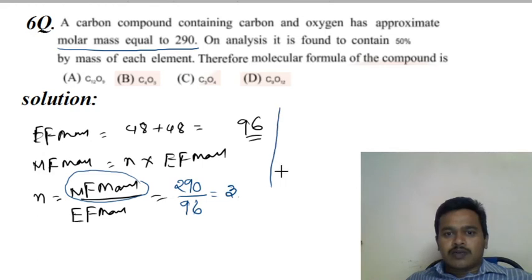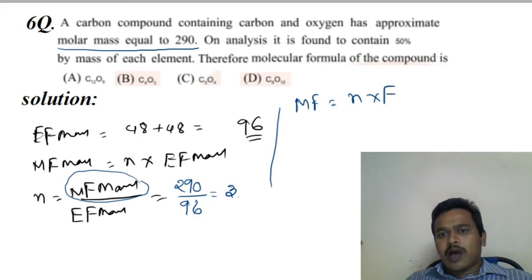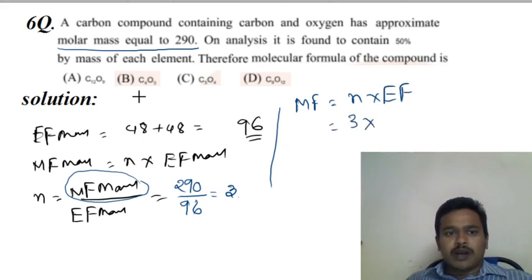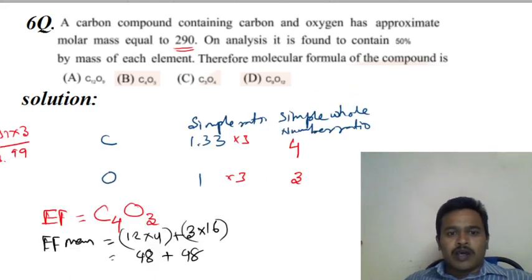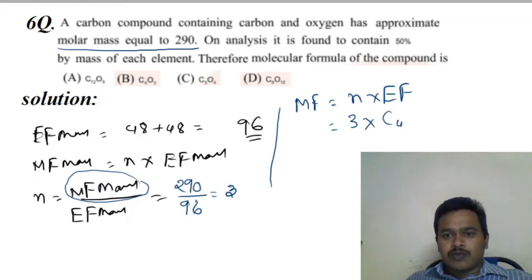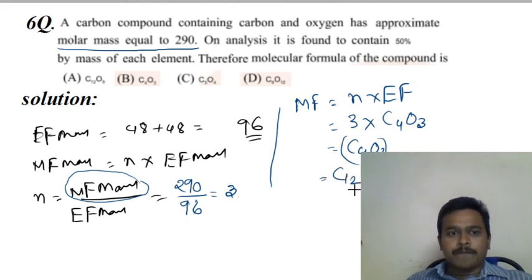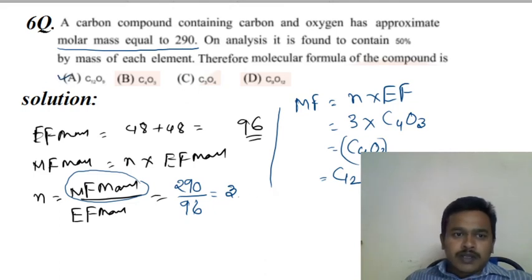You can write here: molecular formula is equal to n into empirical formula. The n value we got is 3, and the empirical formula we already got is C4O3. We have to multiply, so in this way we write C4O3 three times, which is C12O9. C12O9 is present in the first option.